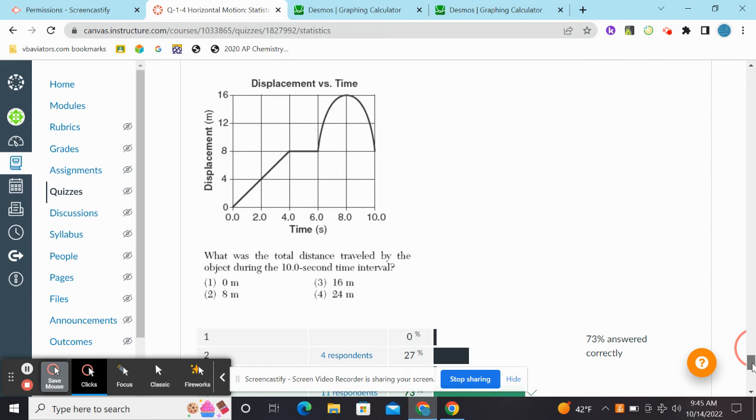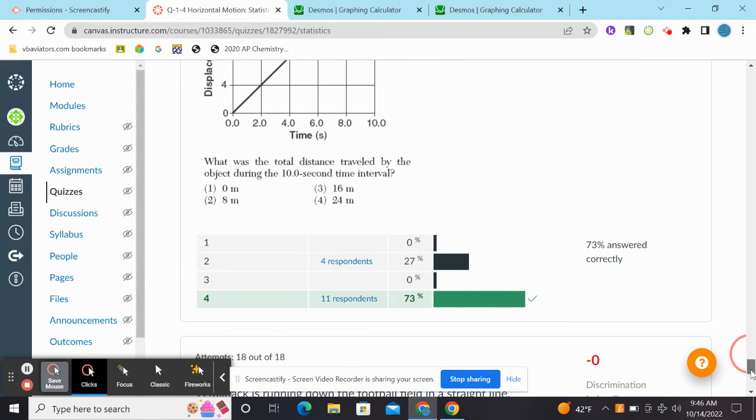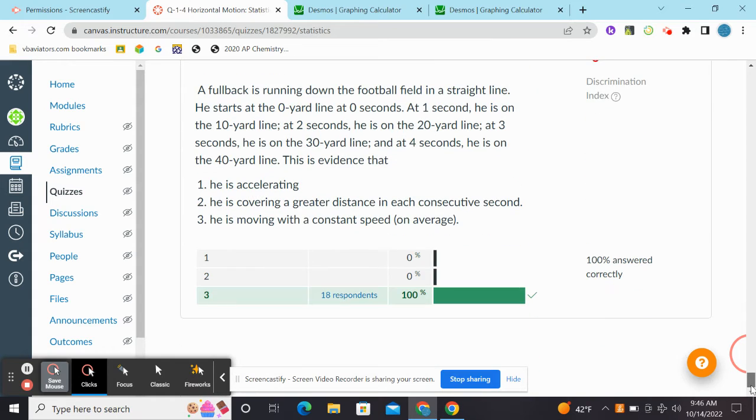73% on this one. We understand the difference between distance and displacement. So our displacement was 16, and then we had to go back and add in 8 more. When we add in the additional 8 more, we end up with a total of 24. Good job, 73%.